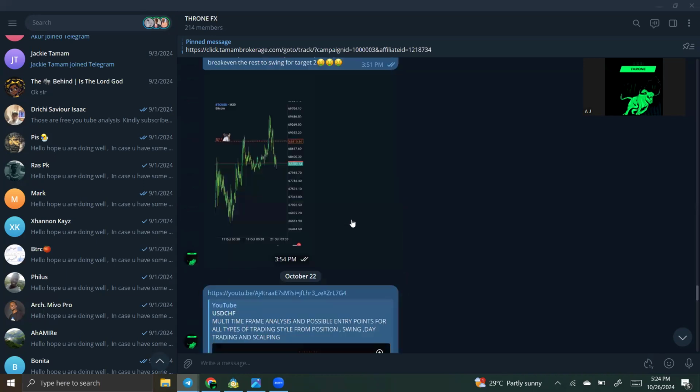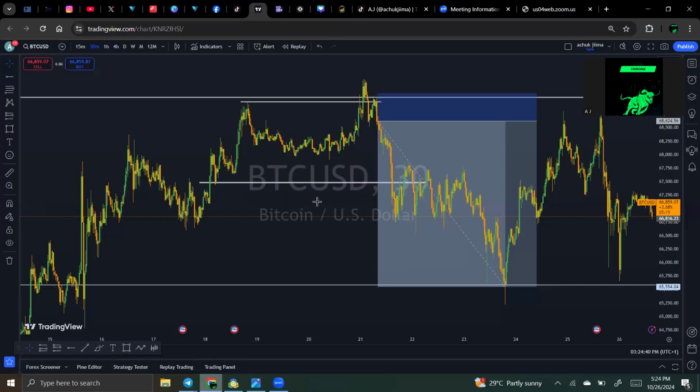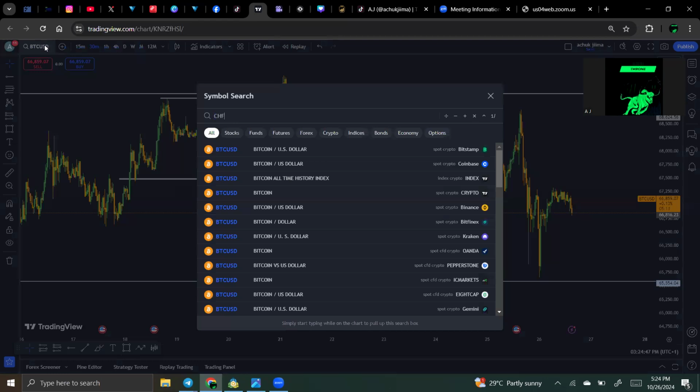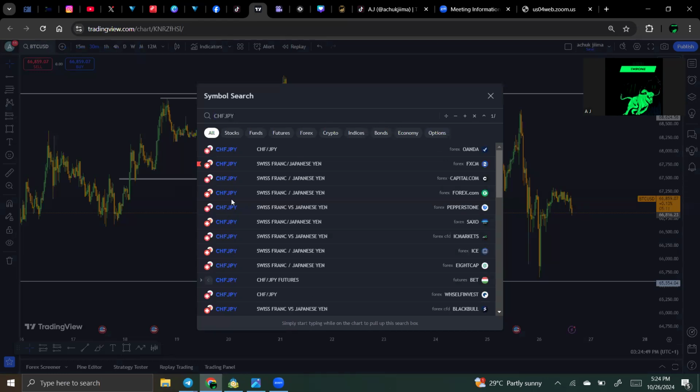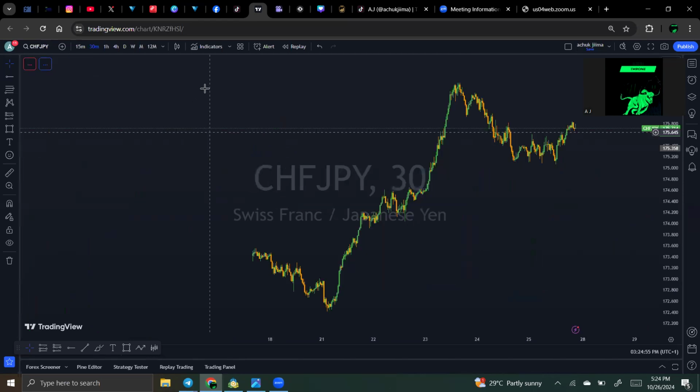So let's go on to the next trade, which was also sent in the group. This is Swiss yen. This is the buy. This was done on Friday, on 25th. So let's break down the Swiss yen. But of course, this is how BTC played out. So let's go to Swiss yen and then see how we were able to get a trade on that pair and how we were able to capitalize and make some good money on the trade.